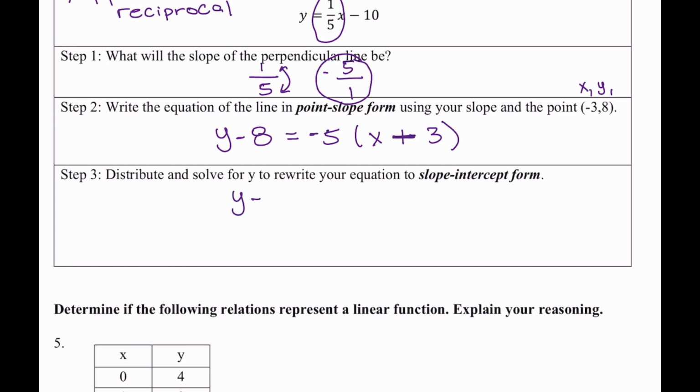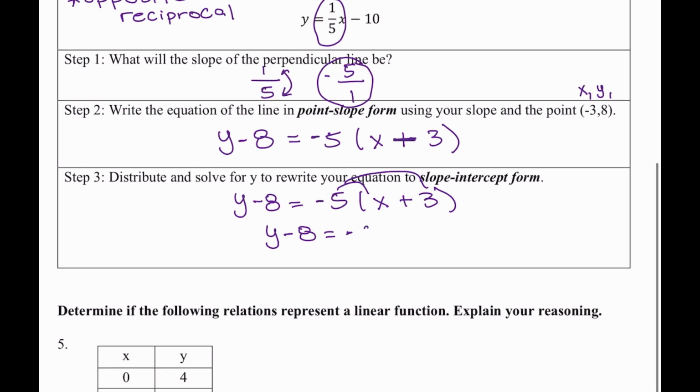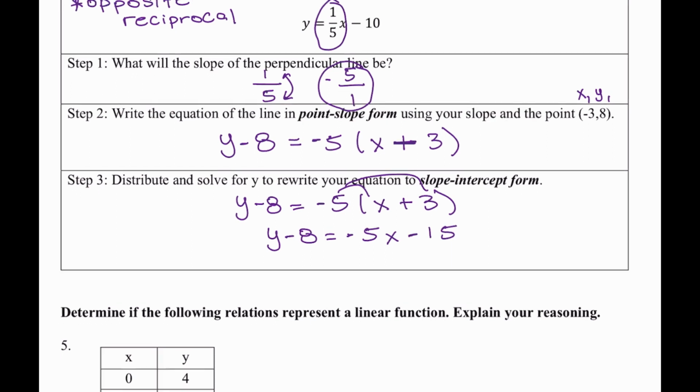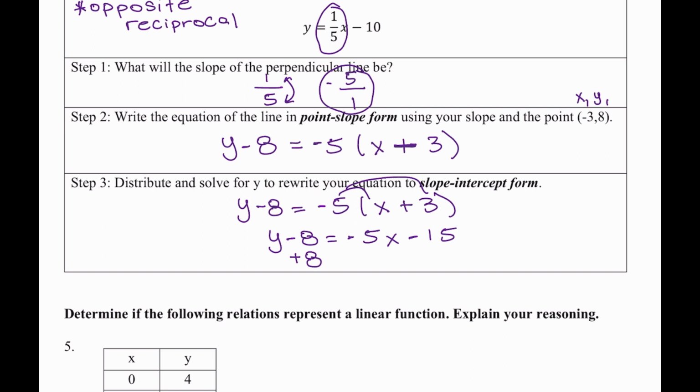I'm going to start with that equation in step 3. And I'm going to distribute. -5 times x is -5x, and -5 times 3 is -15. And then I have to get y by itself by adding 8. Y equals -5x minus 7.